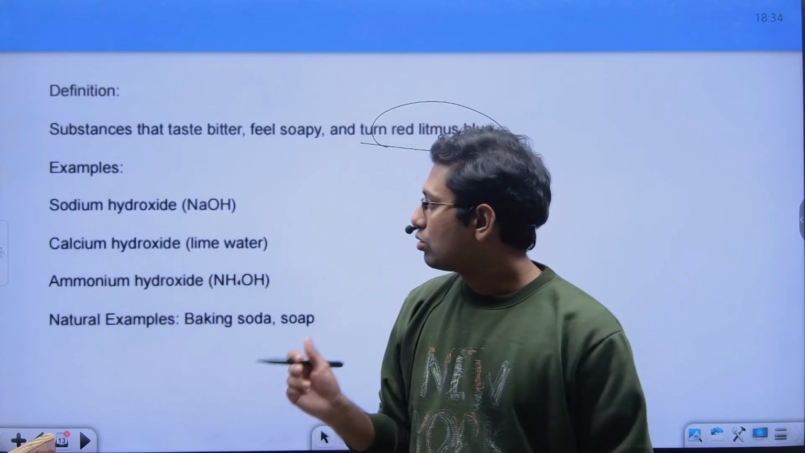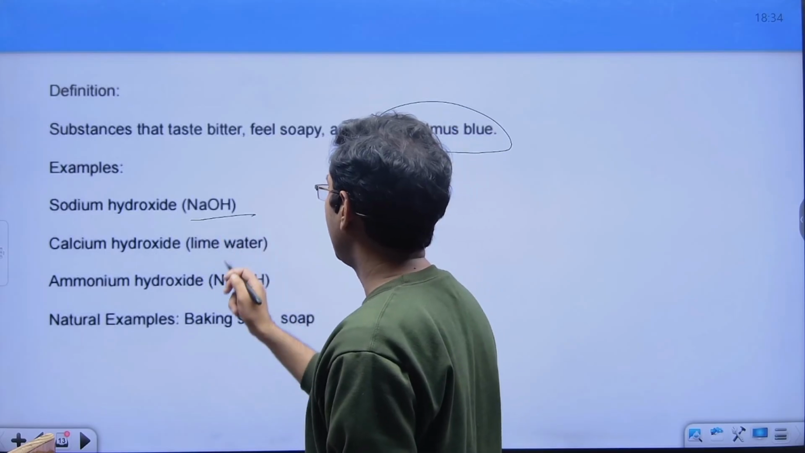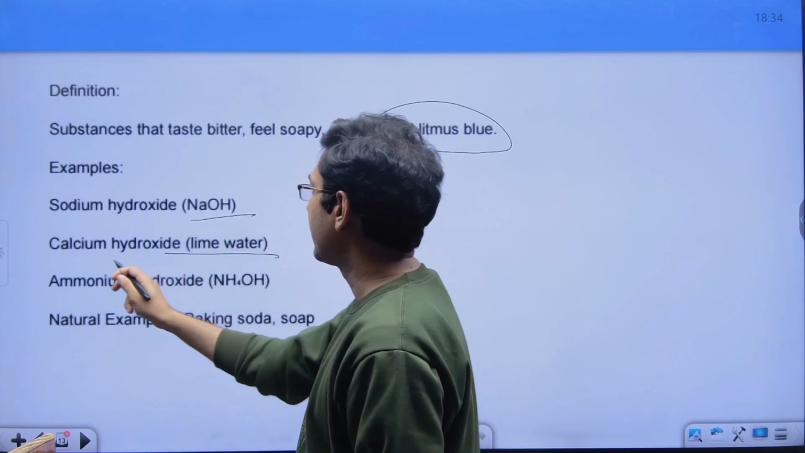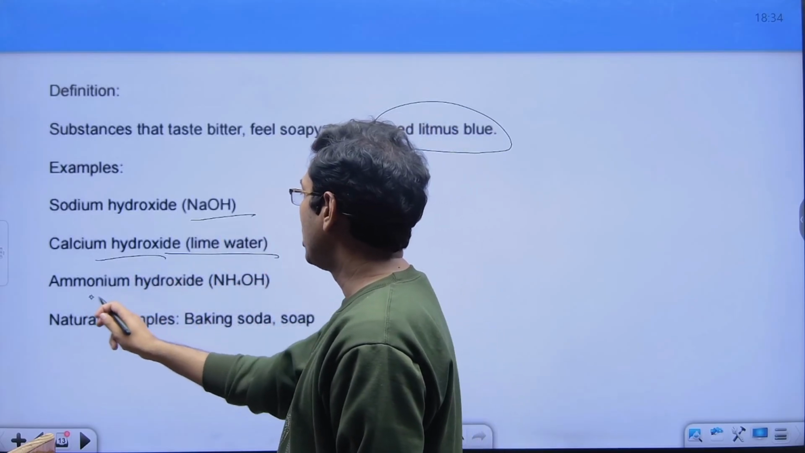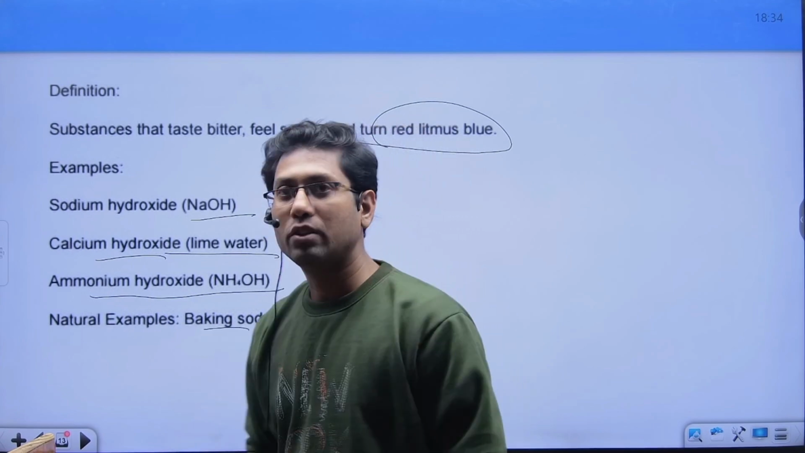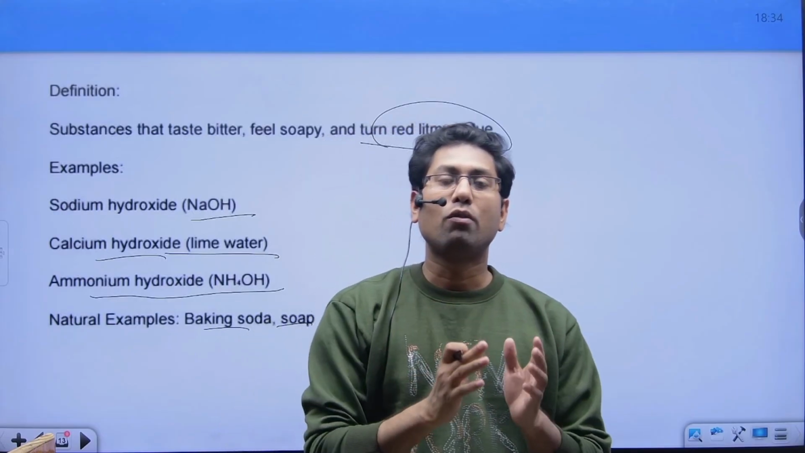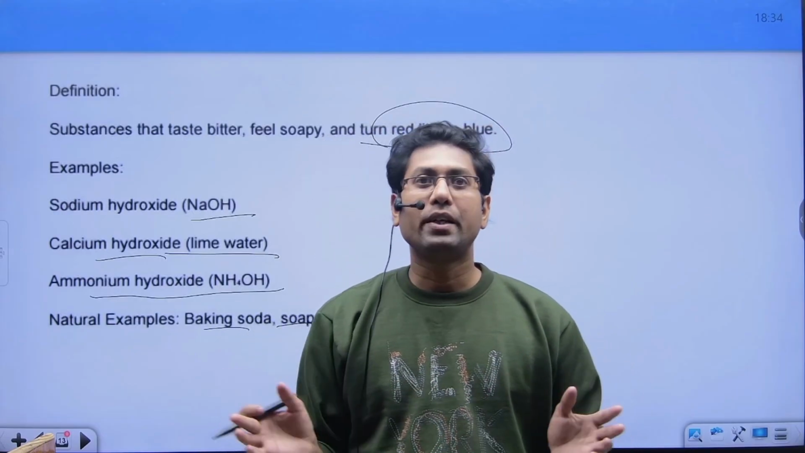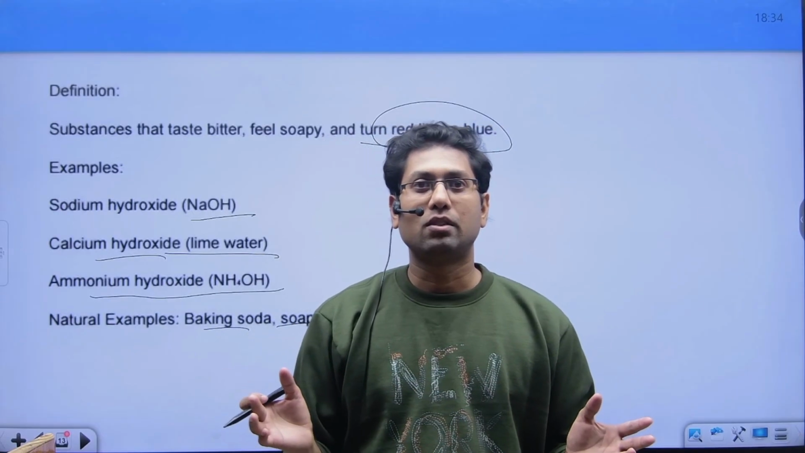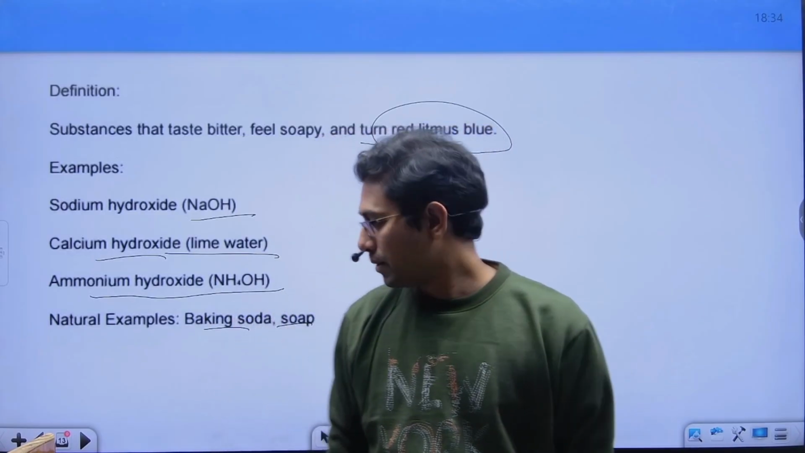So what are the examples of bases? Sodium hydroxide, lime water, which is calcium hydroxide, ammonium hydroxide, baking soda, and soap. The soap and the toothpaste that you use are examples of bases. So there are everyday examples. There are so many substances that you can see. They are either acids or bases or salt.